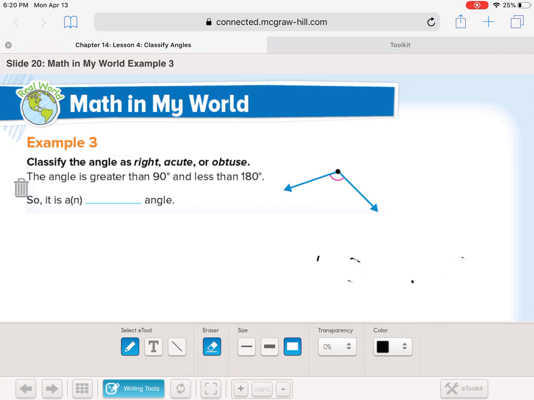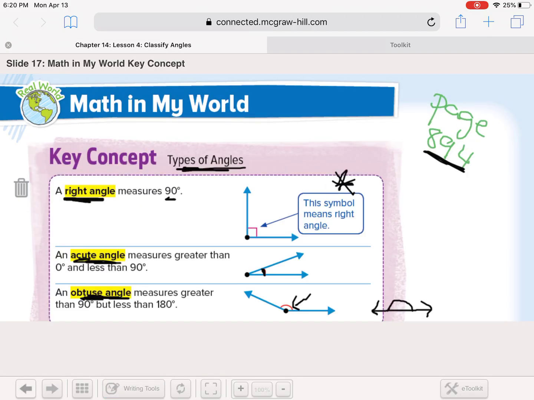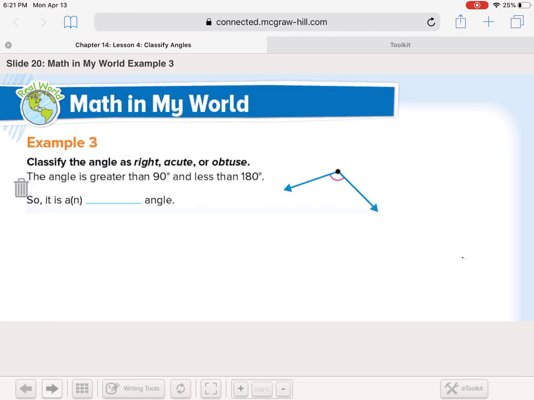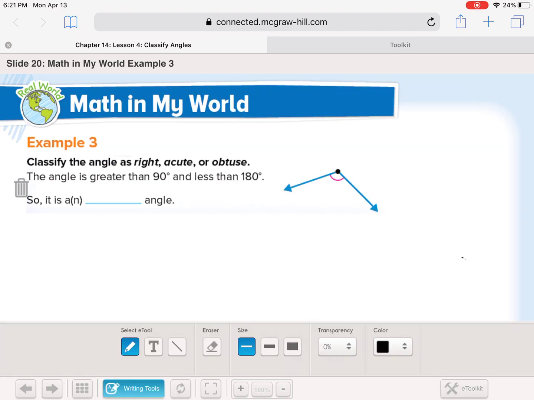So if I'm looking at my key concepts on top of page 894, let's review back. A right angle measures 90 degrees. An acute angle measures greater than 0 degrees and less than 90 degrees. An obtuse angle measures greater than 90 degrees, but less than 180 degrees. Hey, we just read our term. This told me that it's greater than 90 degrees and less than 180 degrees. So therefore, this has to be an obtuse angle.